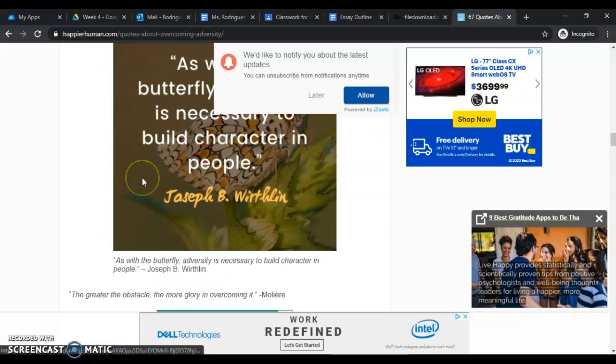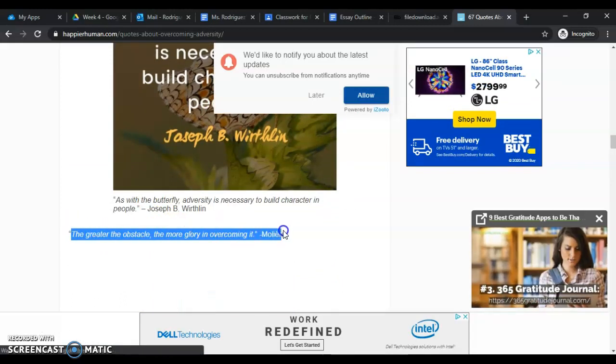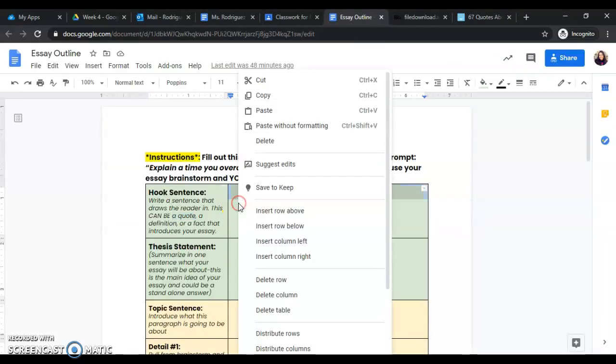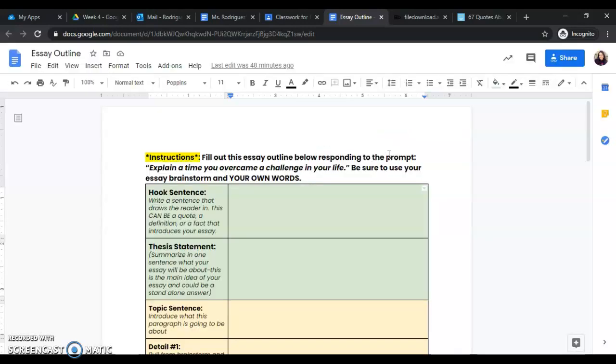Actually, I'm going to go use that first one that I saw by Moliere. The greater the obstacle, the more glory in overcoming it. So I'm just going to copy. And since this is an outline, we don't have to flush it out yet. You just copy and paste, boom. So I have a hook sentence, and I'm just gonna kind of rearrange it a little bit and say Moliere once said, the greater the obstacle, the more glory in overcoming it.